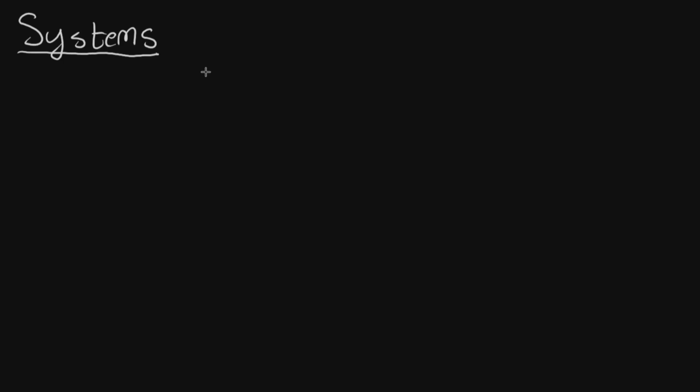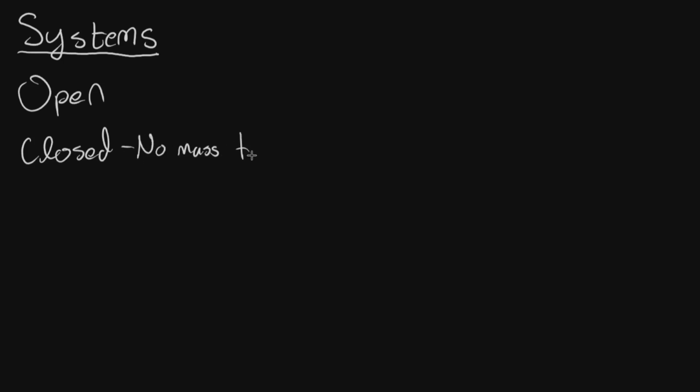And where it really all starts out is systems. So there are two kinds of systems that we look at in thermodynamics. So you have open and we have closed. So closed system means it has no mass transfer. And an open system, I'm sure you can figure out, means that it does have mass transfer.